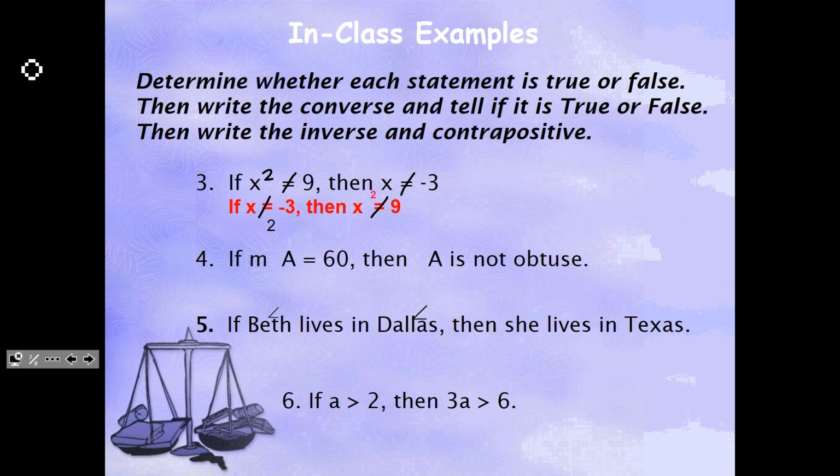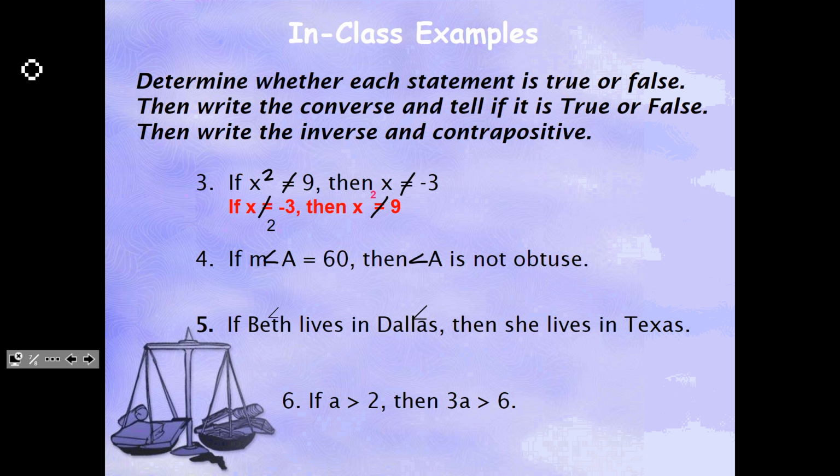Okay. All right. So let's see here. Number 4 says, if the measure of angle A equals 60, then angle A is not obtuse. What do we think? True or false? Right. Doesn't mean it's obtuse, right? Because it has to be what to be obtuse? More than 90. Good. All right.